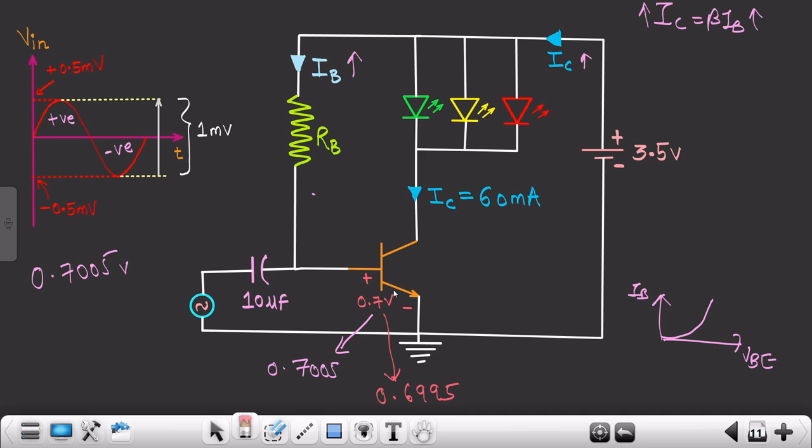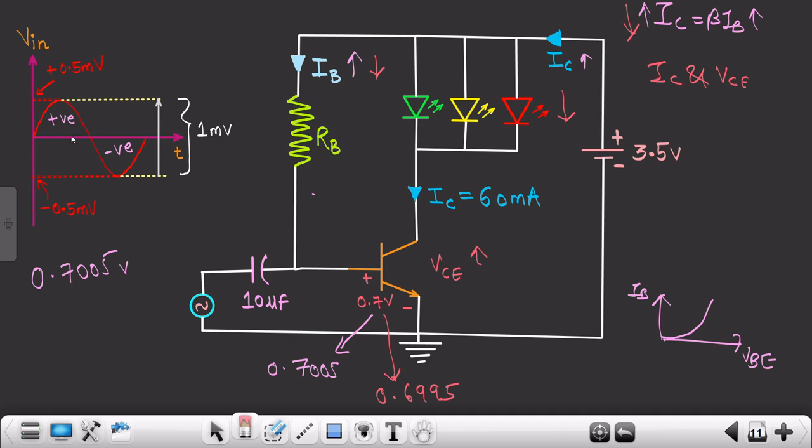But now over here we are providing 0.6995 volts. That means your BJT would be in the off condition. That means your IB will decrease. Okay, it won't be zero, but it would be decreasing, right? And as your IB decreases, your IC will also decrease, right? And based on this, what is going to happen? Since there is a relationship between IC and VCE, as your IC decreases, your VCE increases. So over here VCE increases, and thus the voltage drop across this particular LED is going to decrease, and thus this LED would be in the off condition.